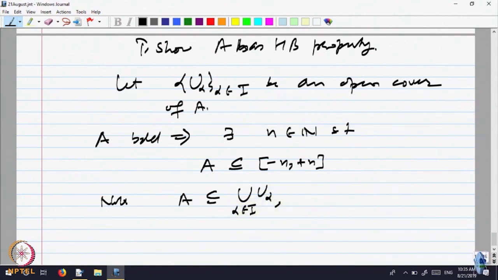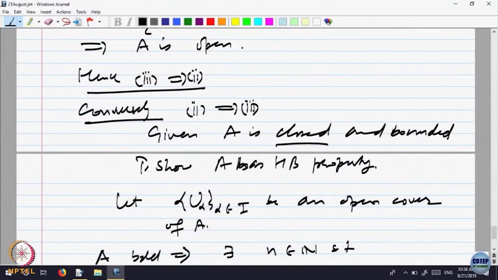So, what do I want? A is already covered. So, what is outside A? That is not covered, right? What is outside A? That is A complement. What can you say about A complement? It is open. So, what is not covered by the U_alpha's is covered by A complement, which is open. So, covering of A and A complement will give me a covering of everything, in particular of minus n to plus n. Okay? So, that is the idea.